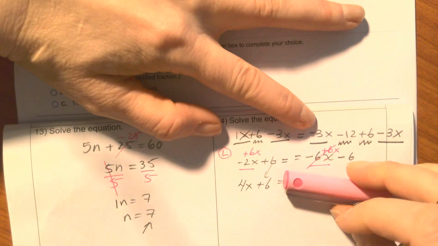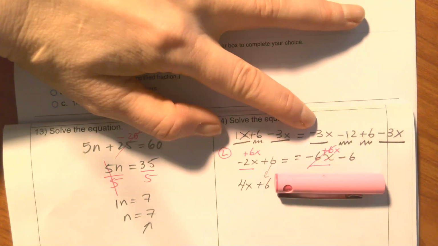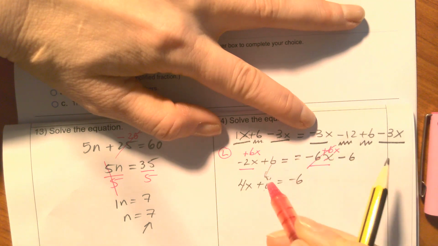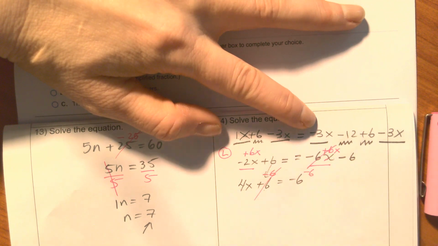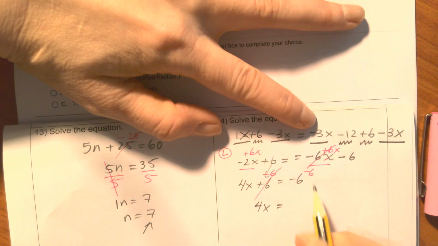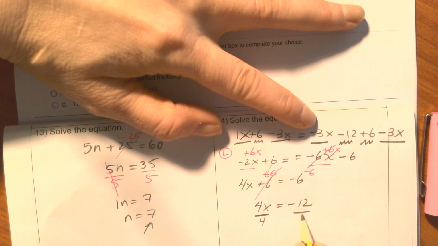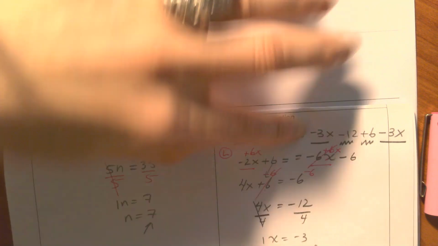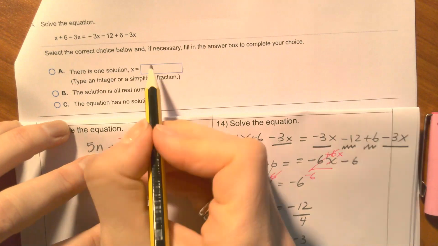So now, x wants to be alone. Do I get rid of the best friend or the neighbor? 4 is close to x, so it's the best friend. The one far away is the neighbor. So let's get rid of the neighbor. So this has 4x equals, I lose 6, then I lose 6. Oh, I lost 12. Now x wants to be alone, so I'm going to get rid of the 4. Okay, so x has one solution, and it's minus 3.